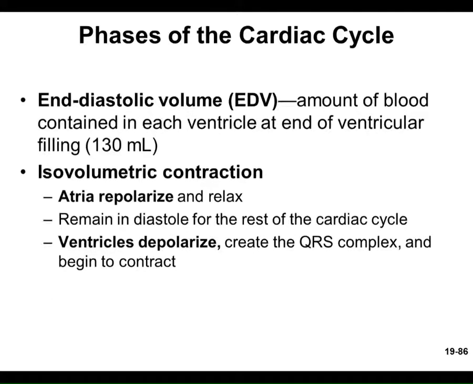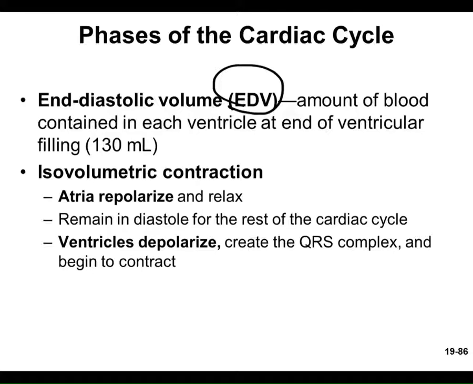Now, at the end of this time, we've just filled the ventricles, right? So you're picturing it, the ventricles are sitting there. They've got all the blood in them they're going to have for that cycle. The amount of blood that's in the ventricle at that moment is called the EDV, the end diastolic volume. It's just the amount of blood sitting in the ventricles before they squeeze.